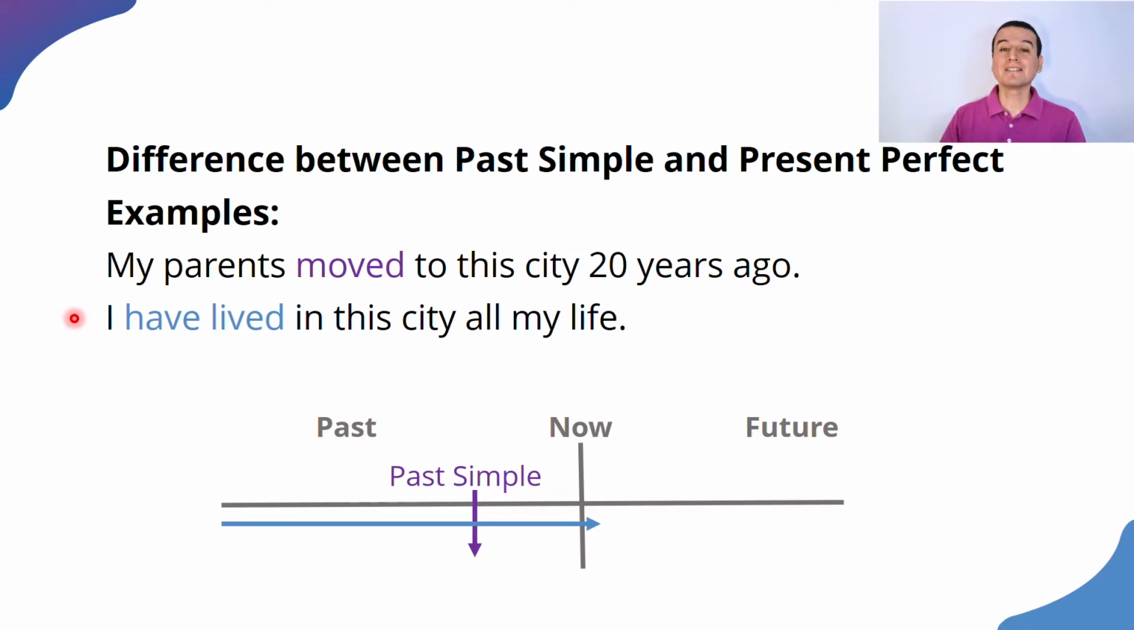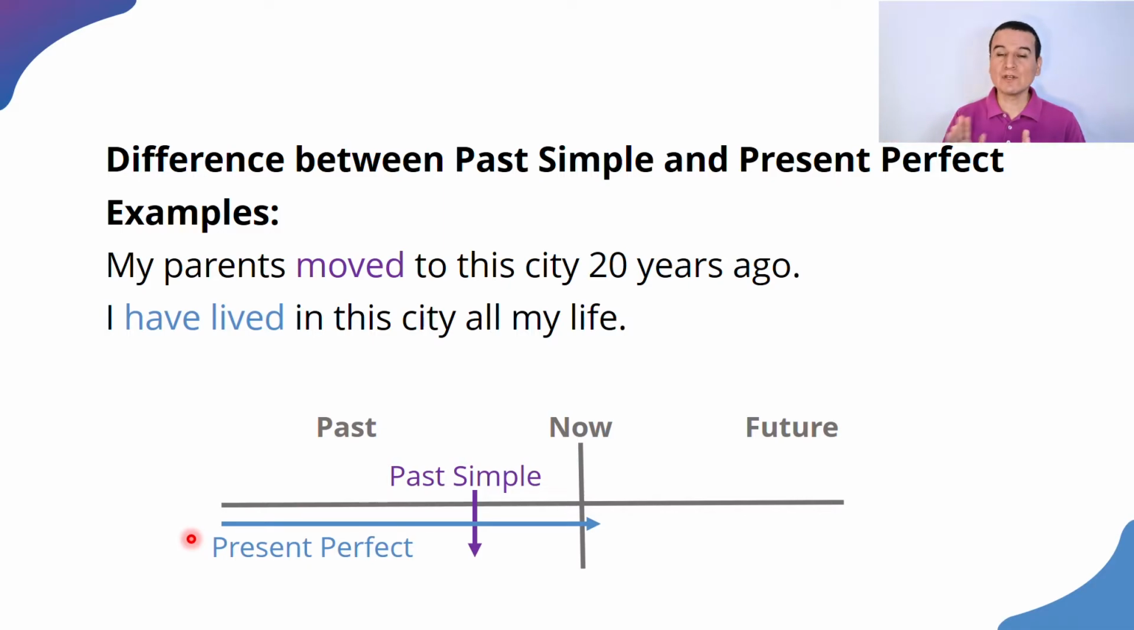Why? Because we are not saying when the action definitely has ended in the past. So if it continues until now, we say I have lived. If it ended in the past, we say I lived. That is the main difference.